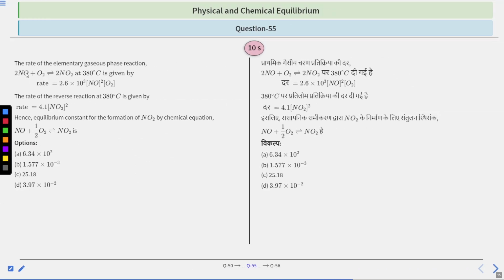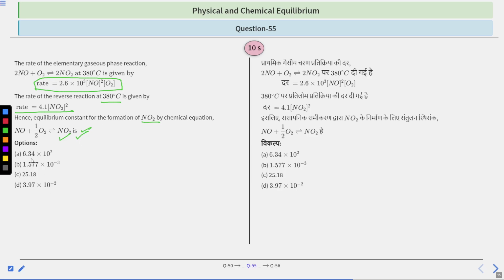Question number 55. The rate of the elementary gaseous phase reaction 2NO plus O2 giving us 2NO2 at 380 degrees Celsius is given by rate equals 2.6 into 10 to the power 3 [NO] whole square [O2] concentration. The rate of the reverse reaction at the same temperature, 380 degrees Celsius, is given by rate equals 4.1 into [NO2] whole square. Hence, the equilibrium constant for the formation of NO2 by the chemical equation, this is, so we have this equation NO plus half of O2 forming NO2, and we have to find out the equilibrium constant for this reaction.